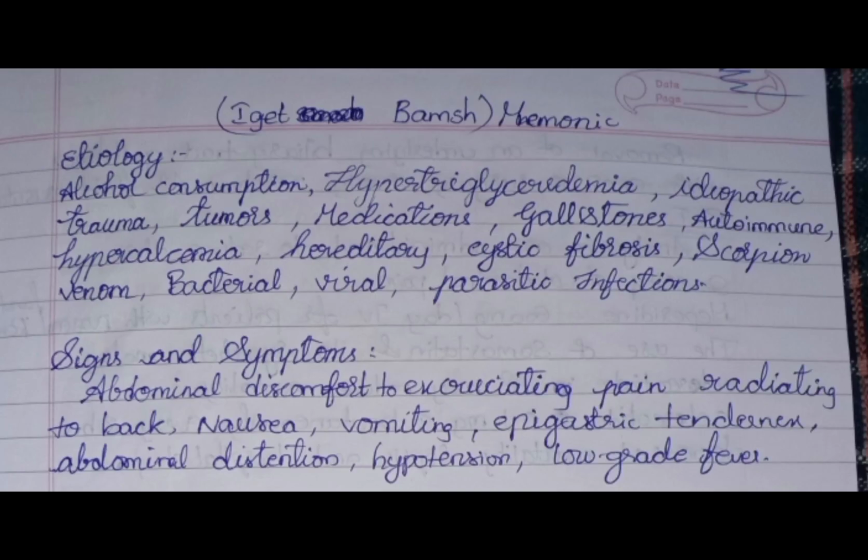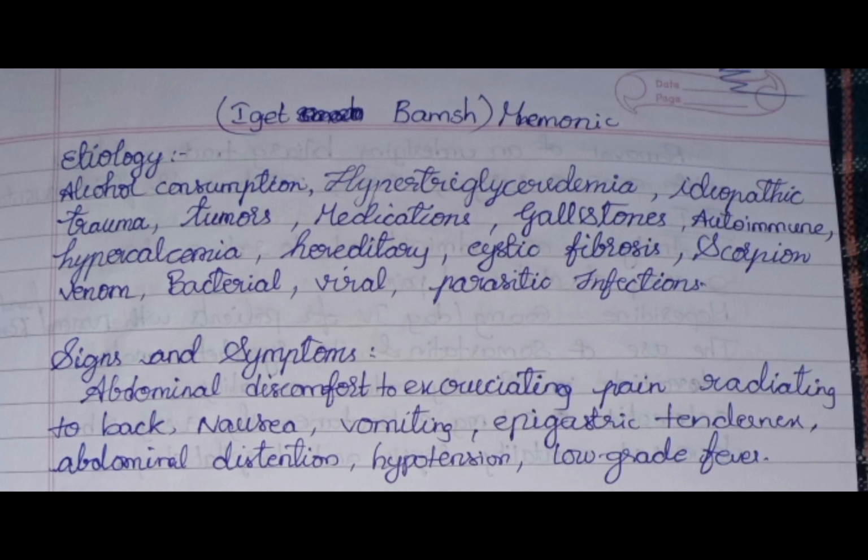Next, coming to etiology of pancreatitis, generally it is caused due to alcohol consumption, hypertriglyceridemia, idiopathic causes, trauma, tumors, or due to medications or autoimmune disorders, hereditary factors, and even due to some bacterial, viral, and parasitic infections. Next, let's have a look at signs and symptoms.